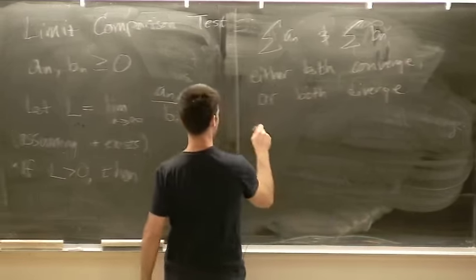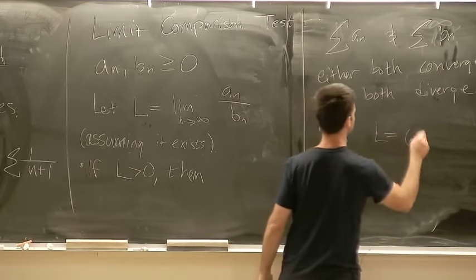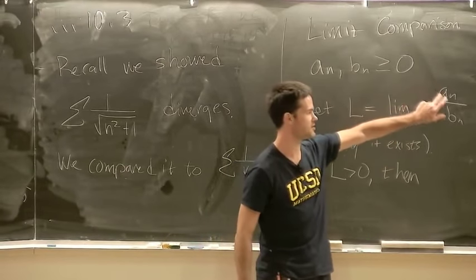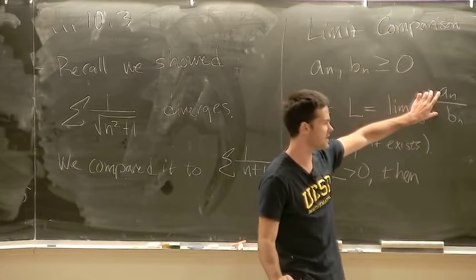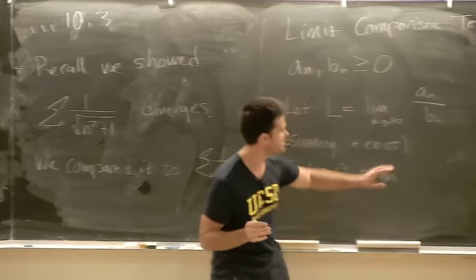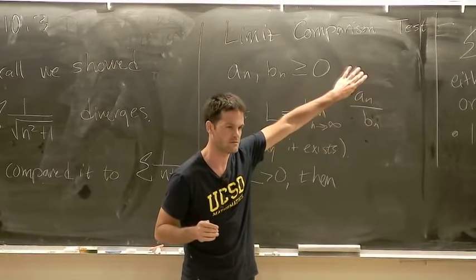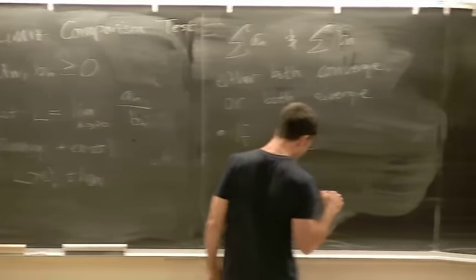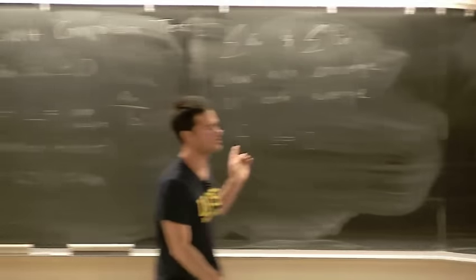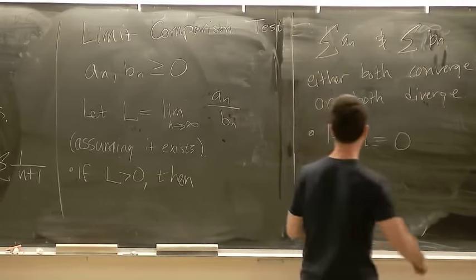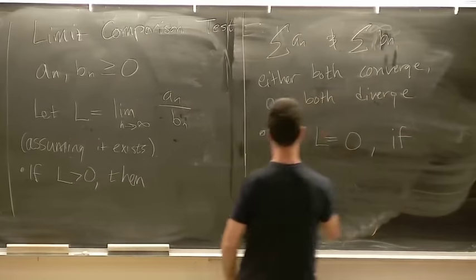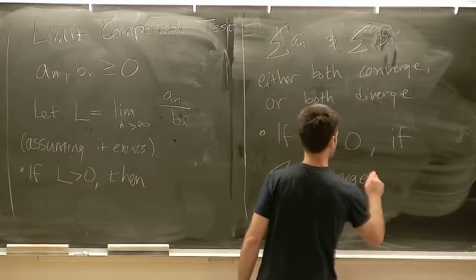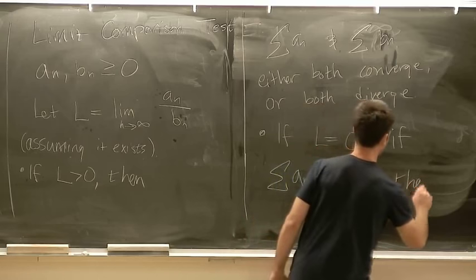If L is 0, since L was the limit of the ratio of these two, AN and BN, L being 0 would be the situation where BN is a lot bigger than AN. That doesn't necessarily tell us very much about AN, but if AN blows up, then so does BN.